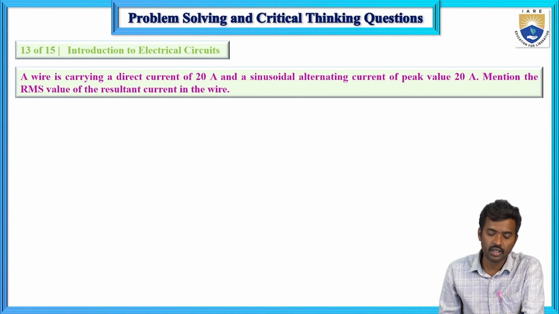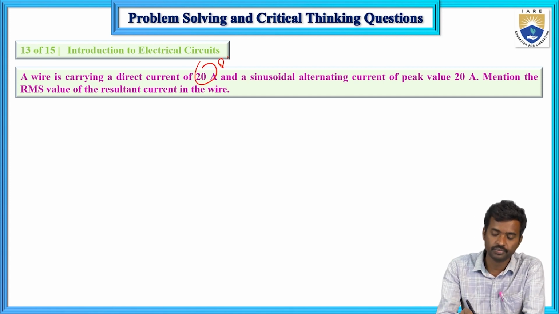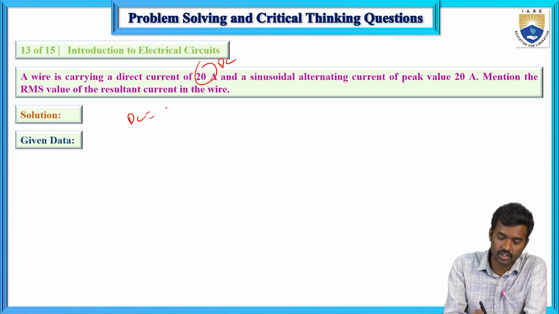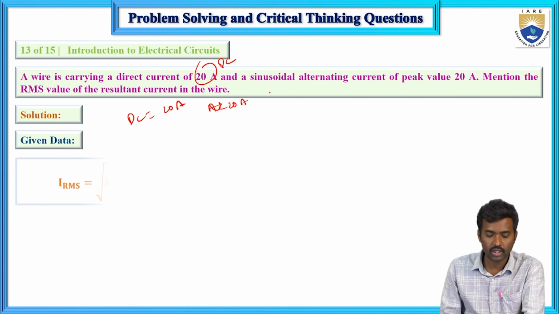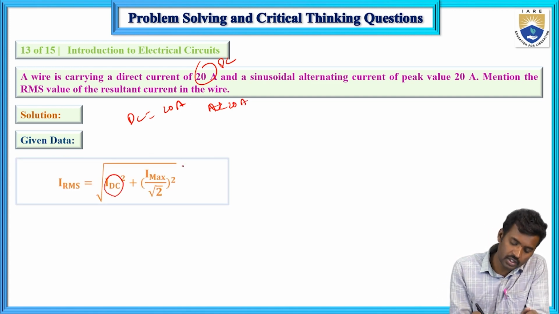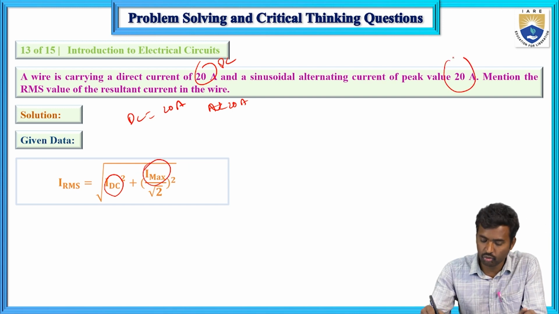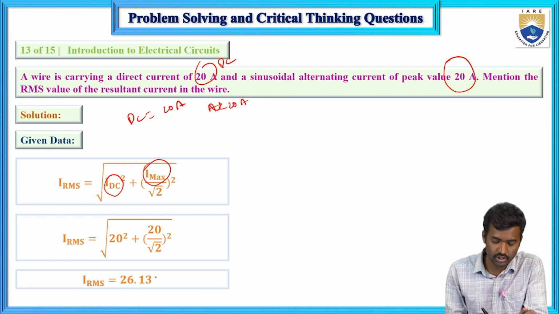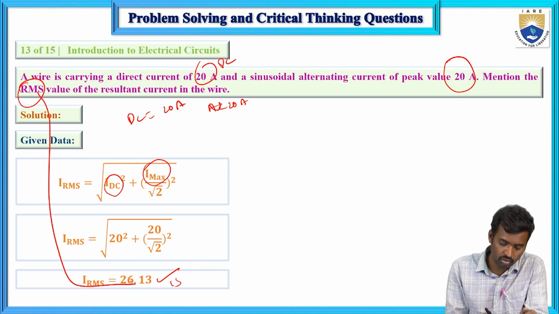Next, a wire is carrying a direct current of 20 ampere. This is DC current, and a sinusoidal alternating current of peak value 20 amps. Mention the RMS value of the resultant current in the wire. So here, the given DC current is 20 amps and the AC maximum value is 20 amps. Now the RMS value equals the square root of 20 square plus (20 by root 2) whole square. Now this value is 26.13. This RMS value is 26.13.